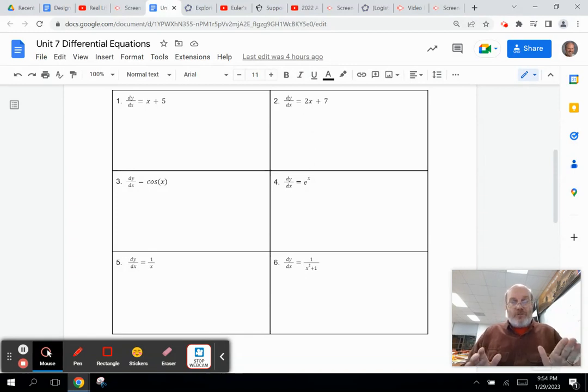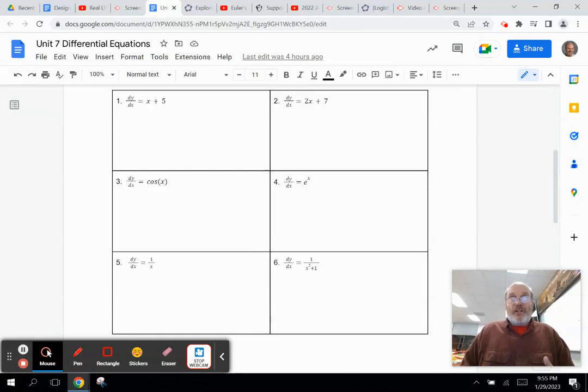If you got a different answer than what I tell you, then let's talk about it, you ask your questions, and I'll help make sure you understand where we went wrong. So on the first one, the answer should be y equals 1/2 x squared plus 5x plus some constant. The second one, multiply both sides by dx, get dy equals (2x plus 7) dx, and we would end up getting y equals x squared plus 7x plus the arbitrary constant.